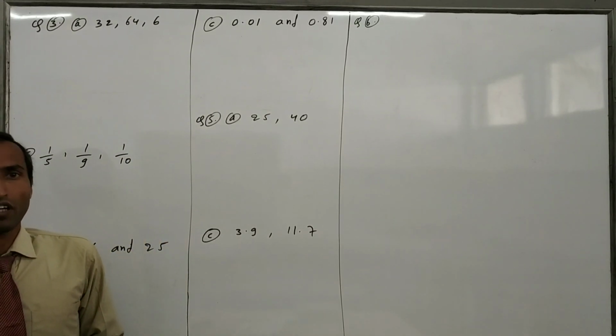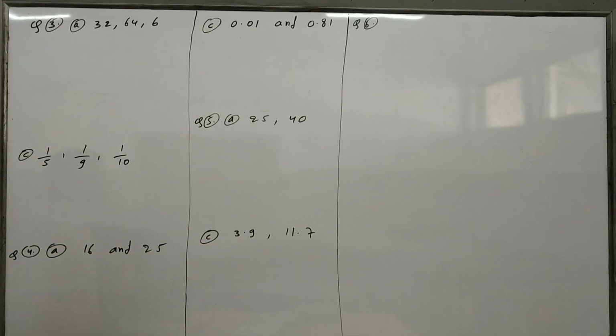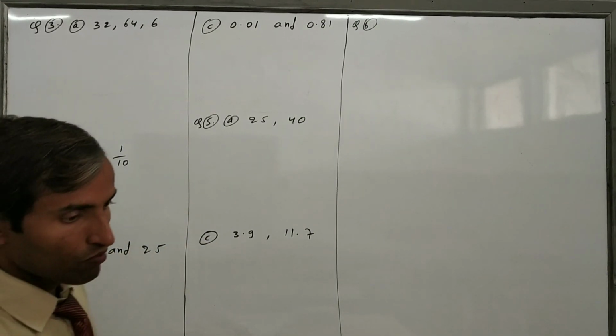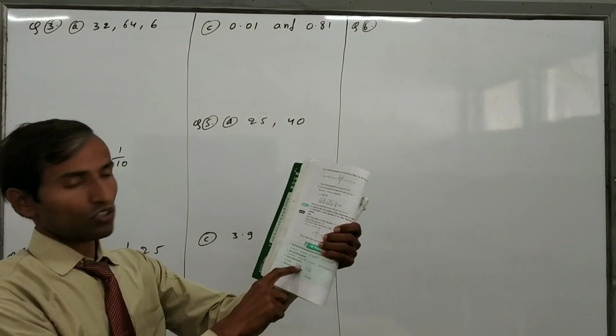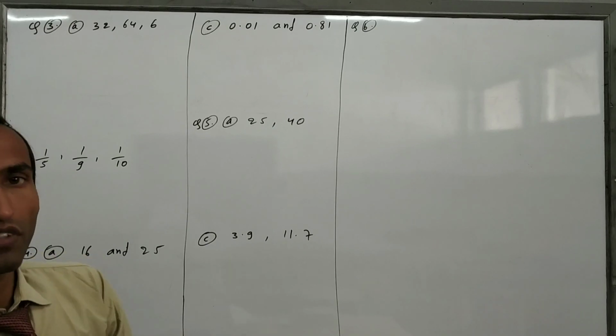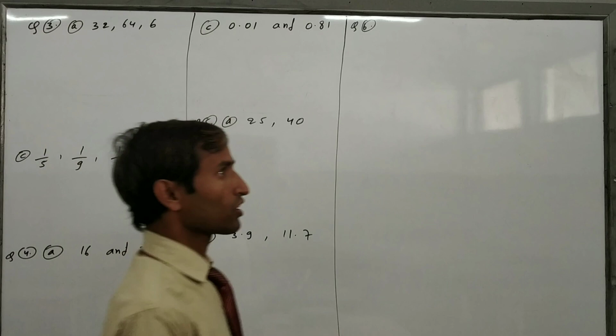In the previous video, I explained up to question number 2. Now we go to the next question, question number 3. What is it asking? Find the fourth proportional. Three terms are given, and we have to find the fourth proportional.